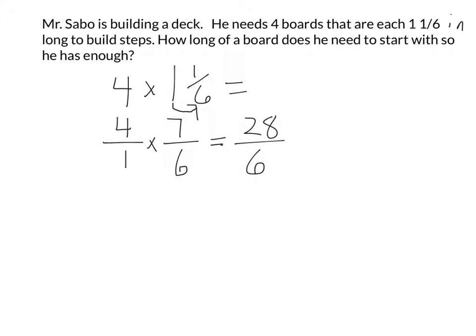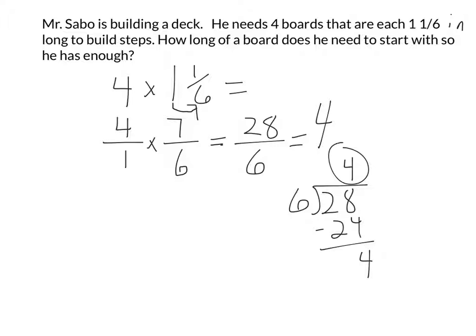Let's see, I could simplify here before I divide this out. Oh, I could have simplified before I multiplied. I'll go back and do that to show you that also. So I'm going to do 28 divided by 6 to change it back into a mixed number. So 6 goes into 28 4 times. Subtract, and I got 4 left over. So 4 is my whole number. My remainder is my numerator, and my 6 is my denominator.